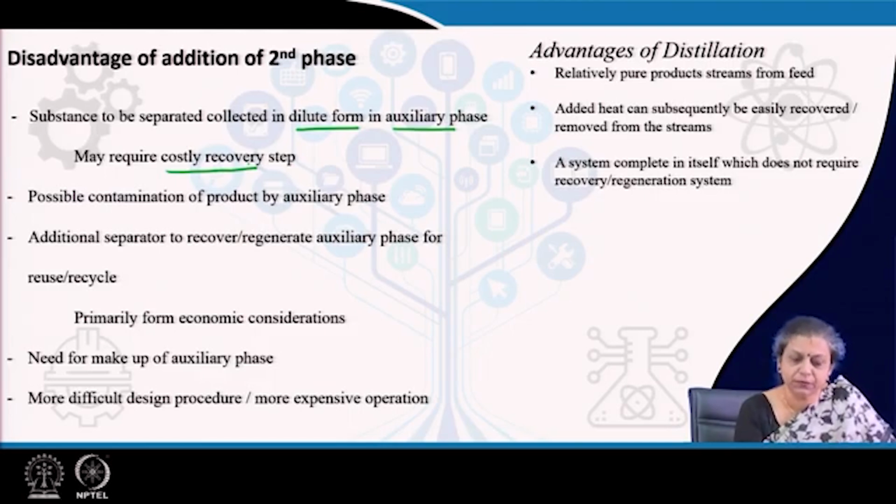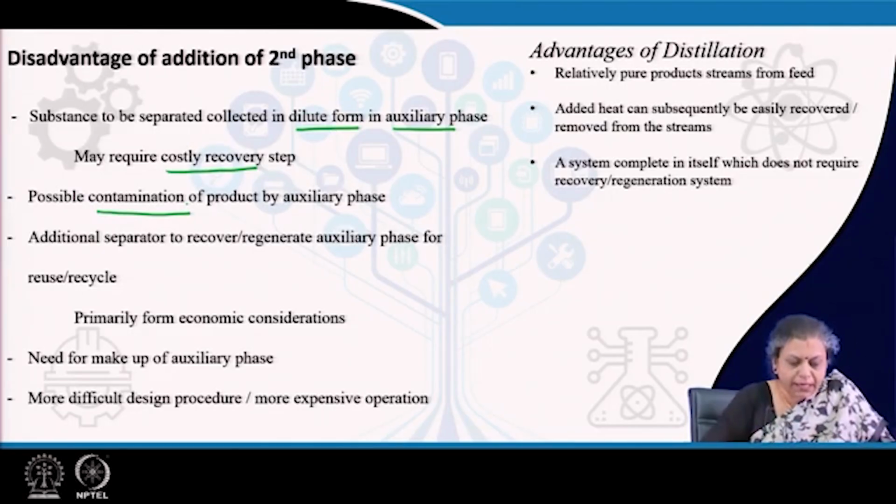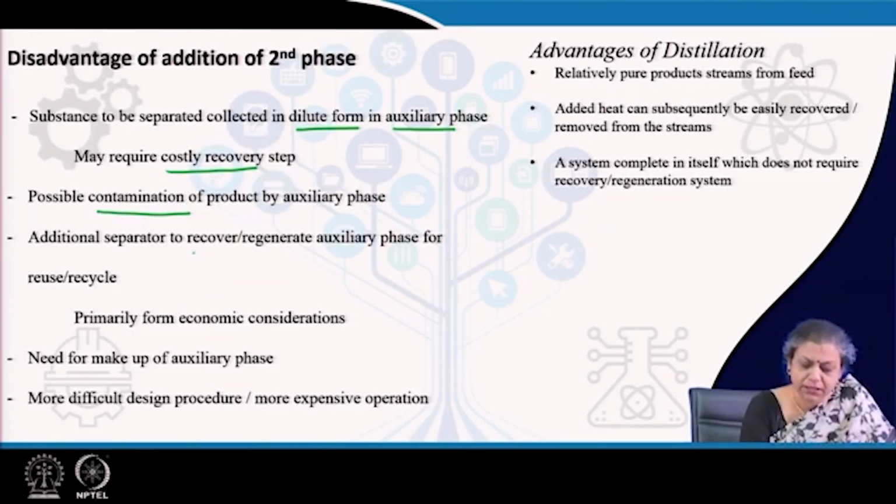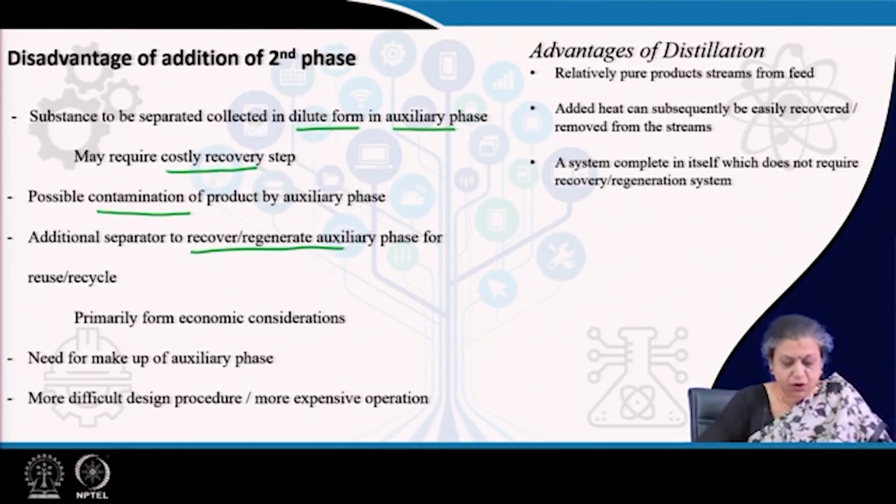Then quite naturally, since the desired component is in association with the auxiliary phase, there is a chance of possible contamination of the product by the auxiliary phase. And you must remember that we need to recover the MSA and recycle it for an economic operation of the process. So, additional recovery and regeneration of the auxiliary phase has to be considered when we design such a process.